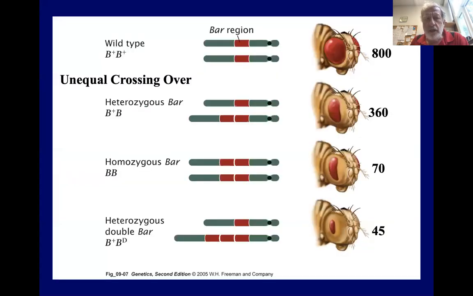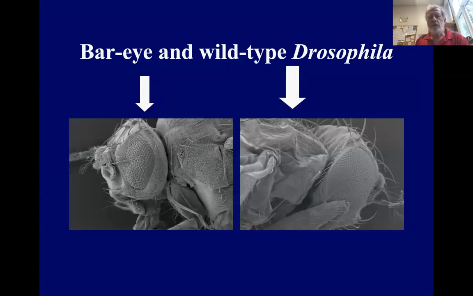And here's what it does. A wild-type B++ fly has about 800 facets to its compound eye. One that's heterozygous for the bar allele has 360. One that's homozygous for the bar allele has only 70. And one that's heterozygous for the double bar allele has only 45. So really small eyes. And here's a photo of a bar eye fly on the left, and a wild type fly on the right, showing you how much smaller that eye is.